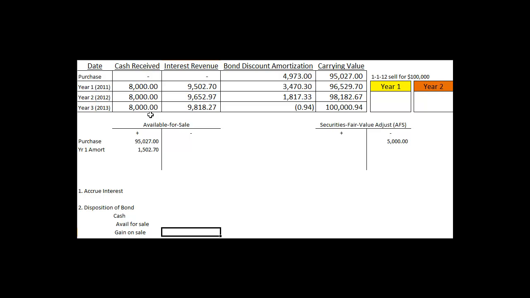So at the end of 2011, we would have this available for sale security account in our records at its historical cost, plus we amortized 1502, which was shown to us as the accruing interest at the end of year one. Then we marked to market. Value went down, right? So now we're going to sell it. Here's how we're going to sell it. We're going to get $100,000 cash.